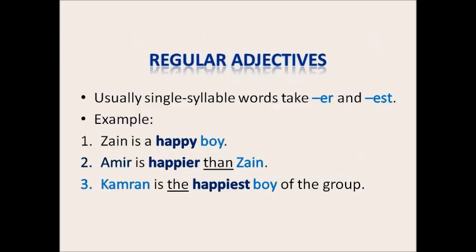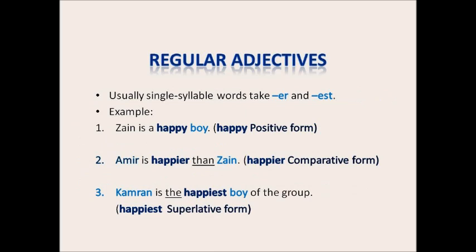Regular adjectives. In regular adjectives, usually single syllable words take er or est. For example, Zain is a happy boy. This is the positive form. Amir is happier than Zain. Kamran is the happiest boy of the group.